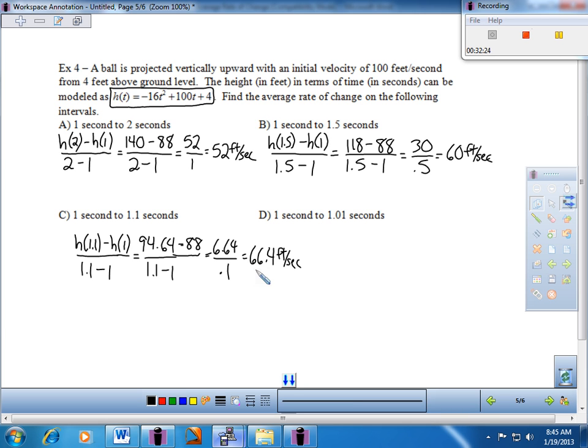Okay, how about if only 100th of a second has elapsed? Could you tell me the average rate of change? Well, let's go ahead. I'm going to just give you the answer for this one. If you have it, great. If not, no big deal.